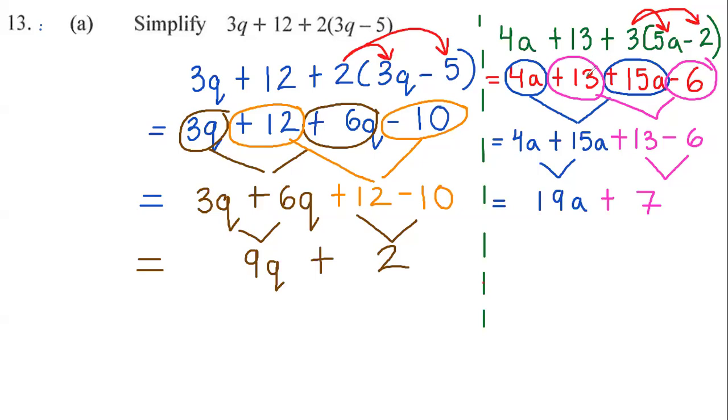And then we group the 4a with the 15a. Good. Then you group the 13 with the 6. Good. And then 15 plus 4 is going to be what? 19a. Good. And 13 minus 6 is? 7. Good. That makes sense to you? Yes, sir. All right, excellent.